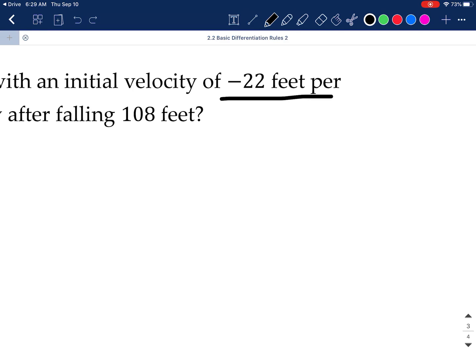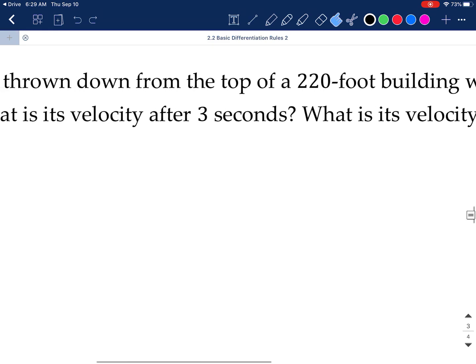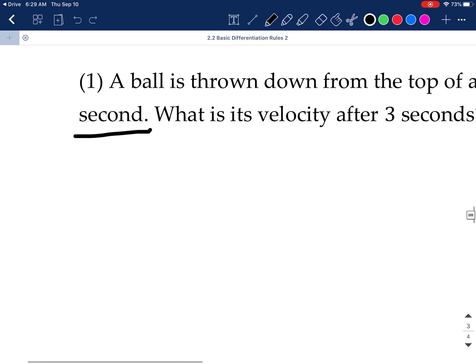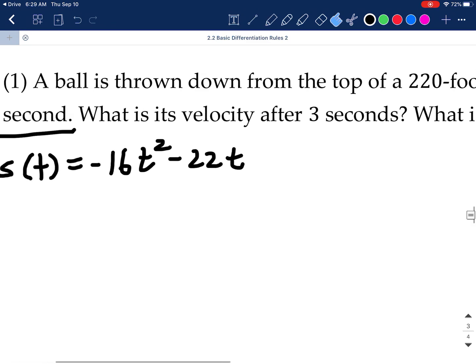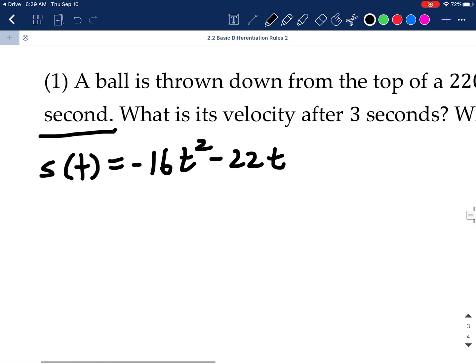And also, since we're using feet, that's going to indicate that our position function is going to use negative 16 instead of negative 4.9 for that gravitational constant times 1/2. So we'll have negative 16t squared minus 22t, and our building is 220 feet. So that'll be our general equation.